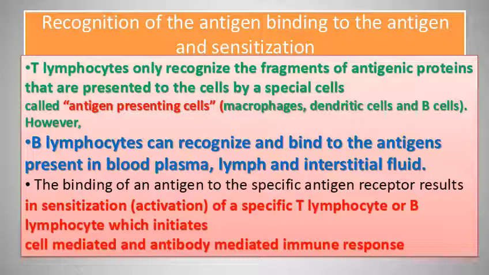So the binding of an antigen to the antigen receptor results in sensitization. Once the B cell or T cell binds to the antigen, only then do they become activated. Sensitization is the activation of this specific T lymphocyte or B lymphocyte, and this activation initiates the cell-mediated and antibody-mediated immune response.